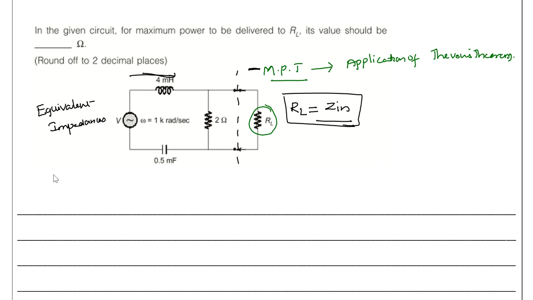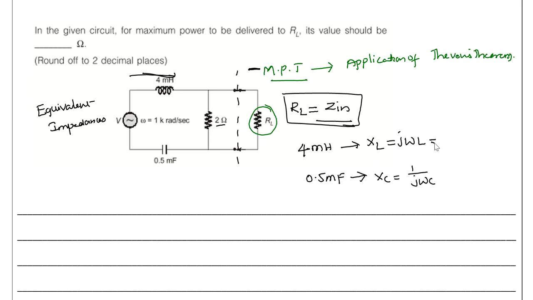See here, the inductance value is 4 millihenry, the capacitance value is 0.5 millifarad, and the resistance value is in ohms. So these are different values. To convert these values, for inductance, XL, the inductive reactance, is j omega L, and for capacitance, XC is 1 by j omega C, the capacitive reactance.